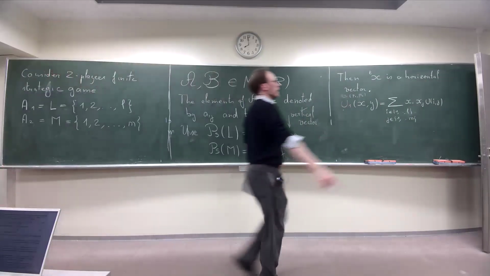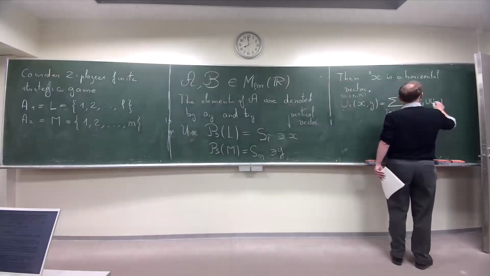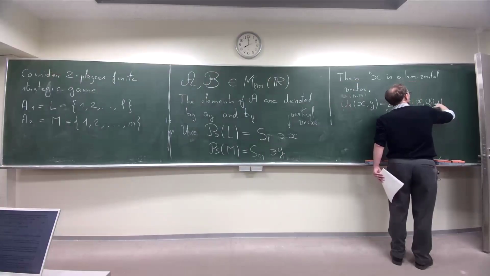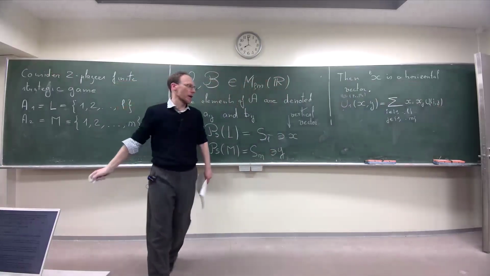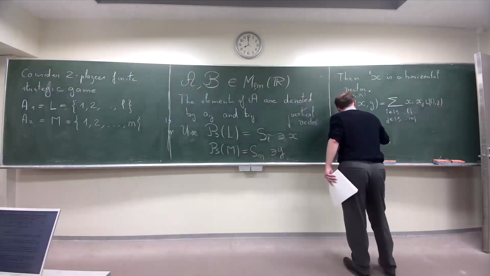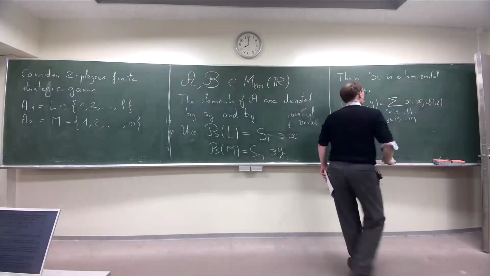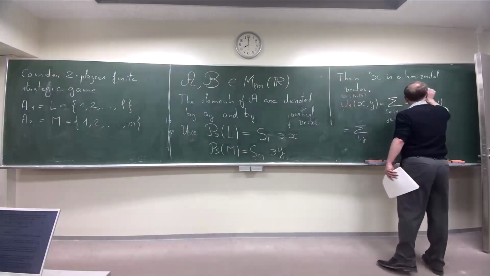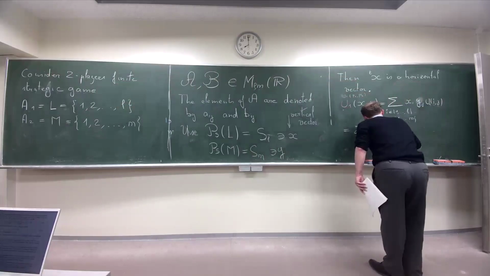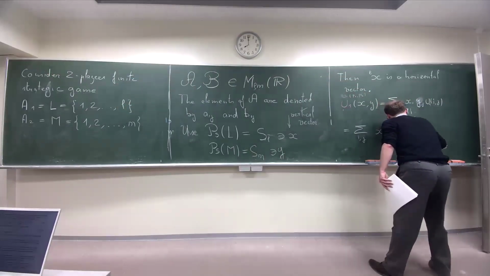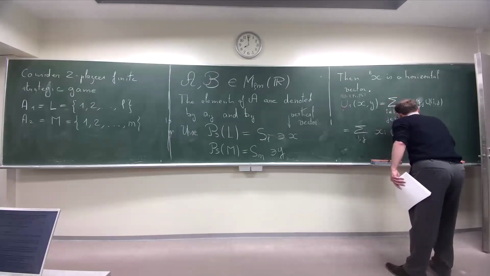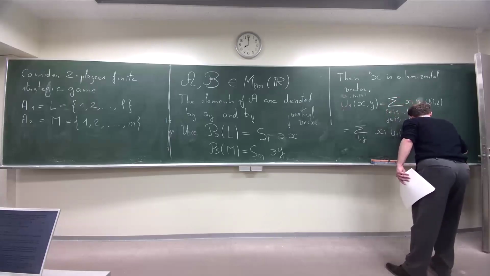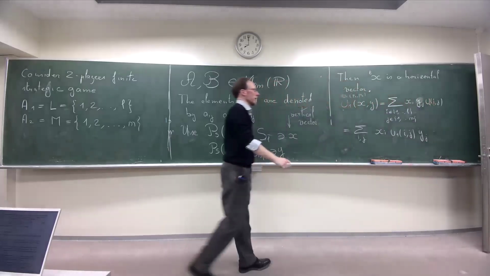U was U1. It was evaluated on the points of A1, A2, but the point of A1 is 1 up to L, the point of A2 is 1 up to M. So it's the same thing. And I can rewrite this as a sum over i and a sum over j. Yes, Y, thank you. Xi U1 of ij, Yj. These are just numbers, so I can put them in any order.